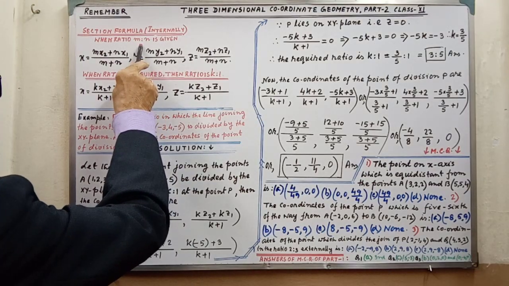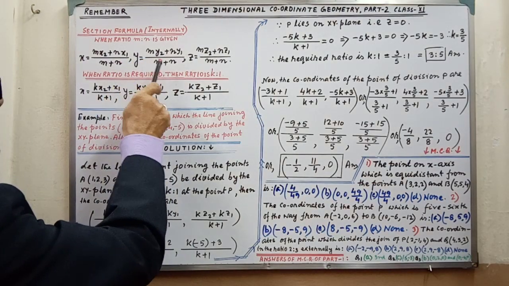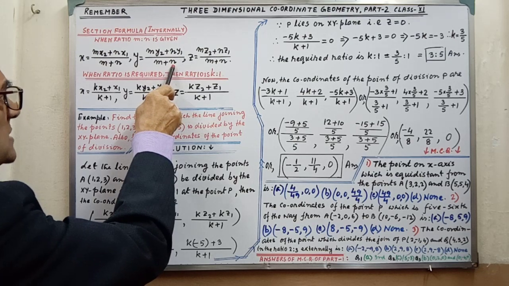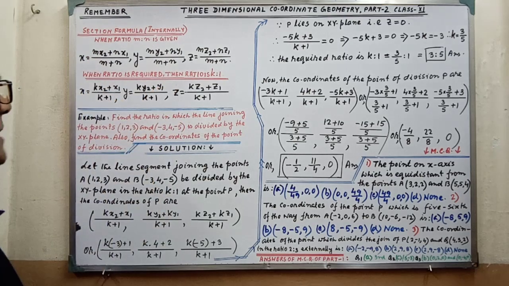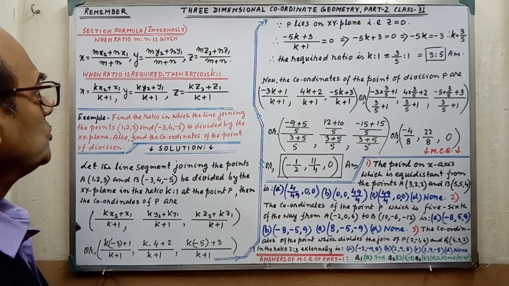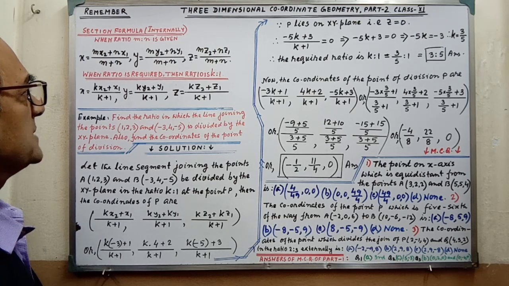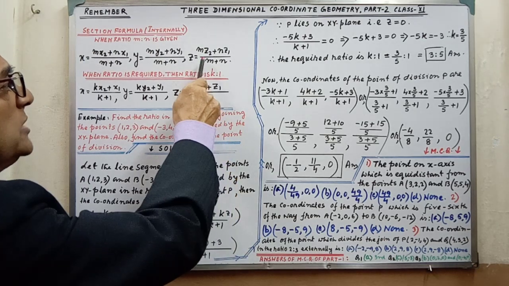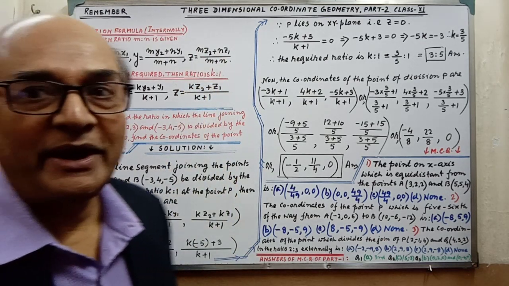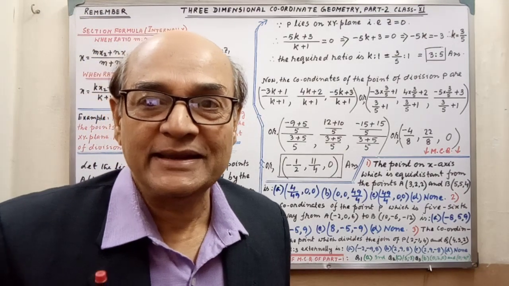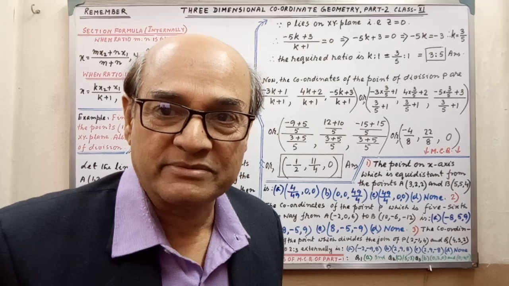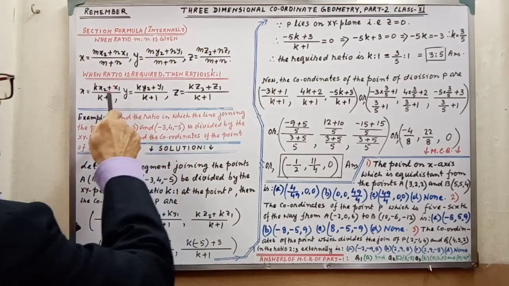When the ratio is given, then we have to find out the coordinates by applying this formula, that is x equal to (mx2 + nx1) divided by (m + n), y equal to (my2 + ny1) divided by (m + n), and z equal to (mz2 + nz1) divided by (m + n). When the ratio m:n is given.